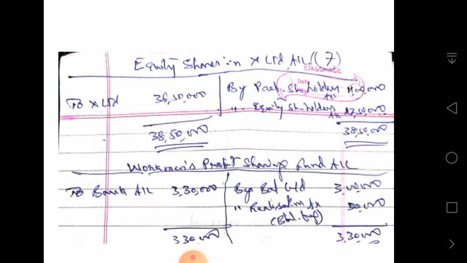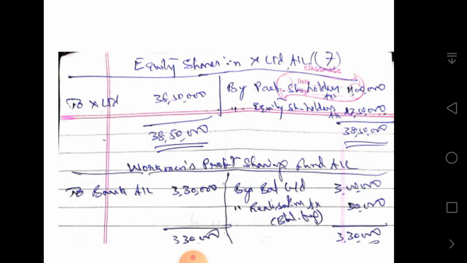X Limited, actually 38,50,000 is the purchase consideration it has to pay to X Limited, so it is paying 11 lakh in the form of preference shares and 27,50,000 in the form of equity shares. That's how they settled the purchase consideration. Workman's profit sharing fund. So opening balance was 3 lakhs, realization account balancing figure 30,000. It is because of premium paid 3,30,000. So that is paid and it's closed. So with this, the liquidating company gets closed.